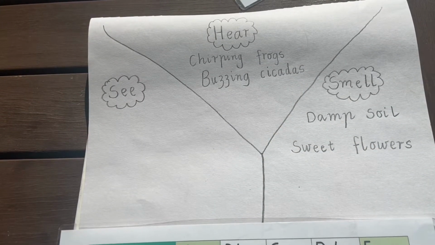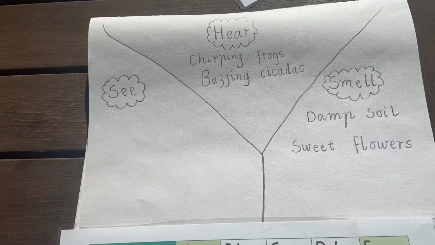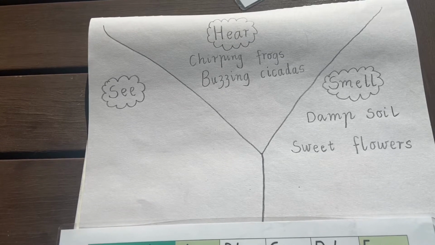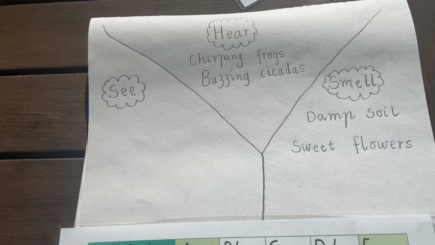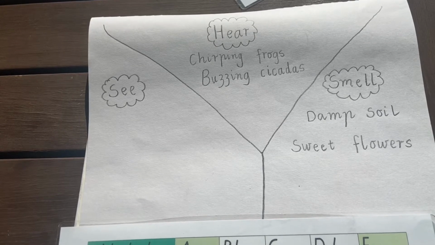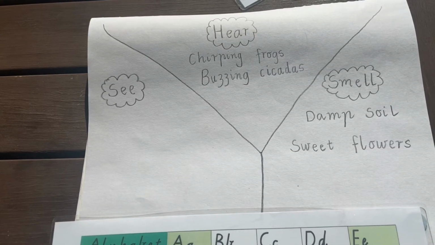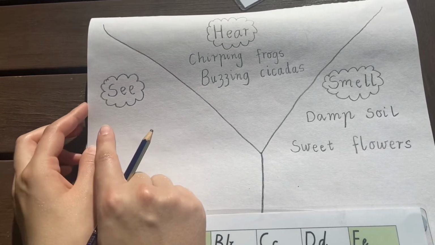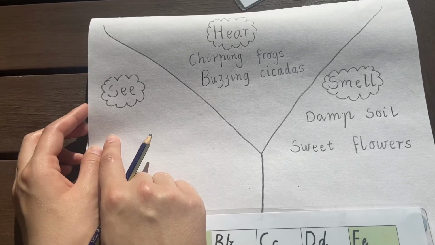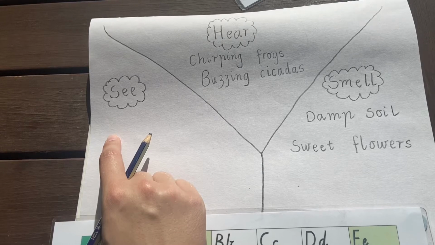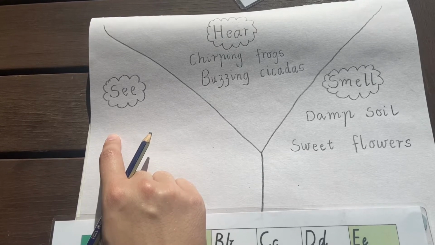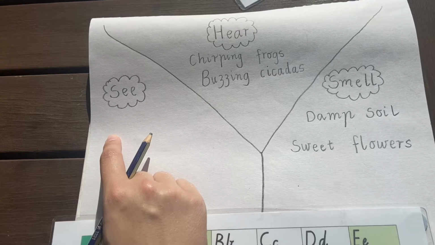Next, let's do what we can see in the rainforest. So while you're imagining yourself in the rainforest, imagine that you open your eyes. What can you see around you? You might use your picture to help you with this one because you have drawn what you can see. I'm going to write that I can see the streaming sunlight because when you're in a rainforest, sometimes the sun streams through all those trees and the canopy. Streaming sunlight.